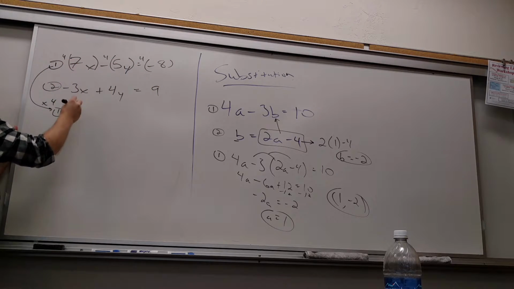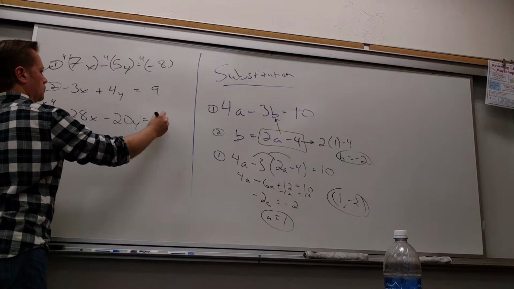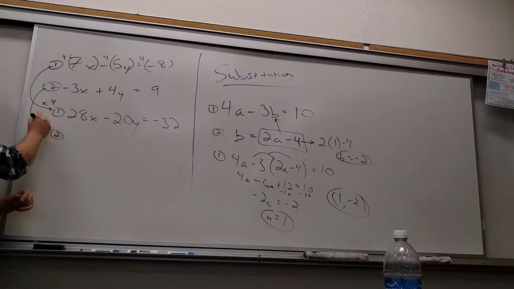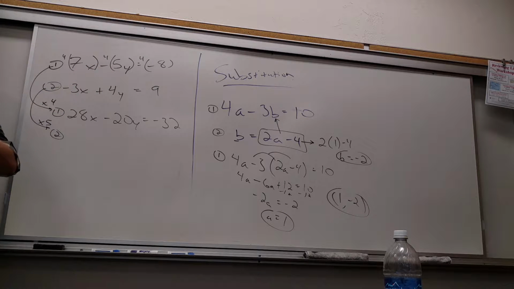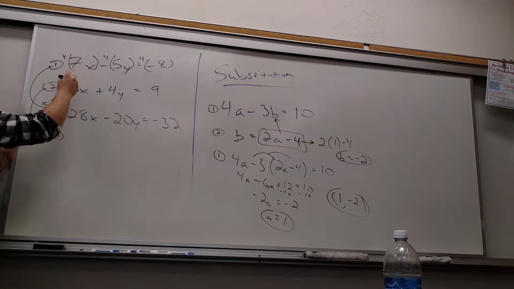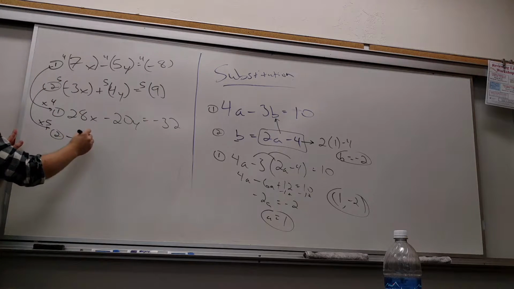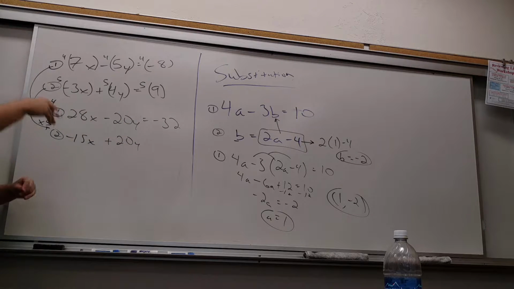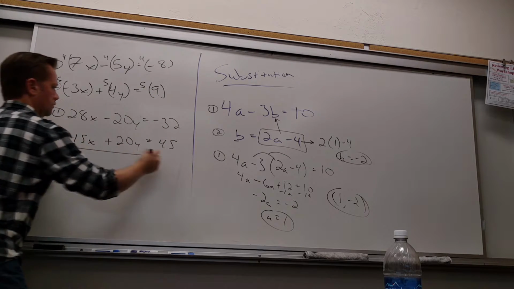So what do I get? I get 28x minus 20y equals 32. And then the second one I have to multiply by 5, because they're already opposite signs, right? Why is that important? Because I want them to cancel. So multiplying by 5, negative 15x plus 20y. That's the whole reason we're doing this, to make those cancel. Equals 45. All right, let me stop there for a second.